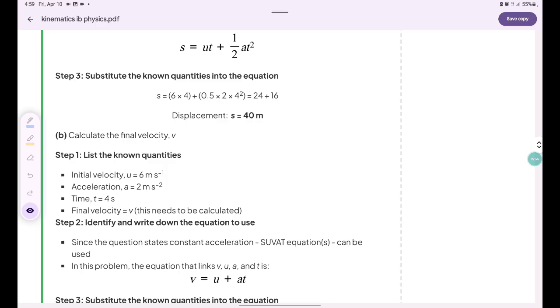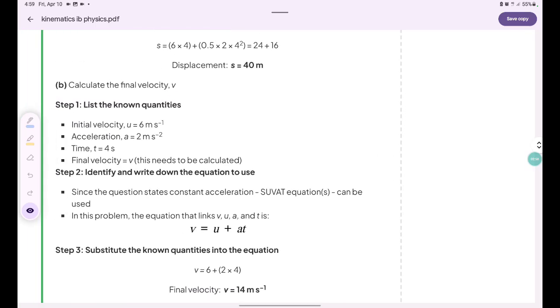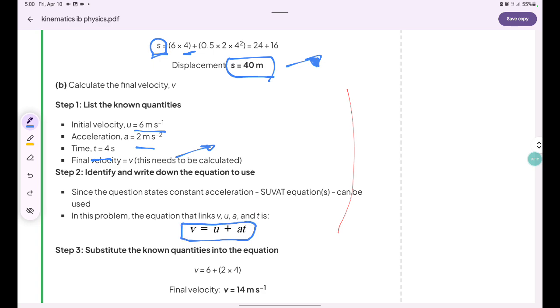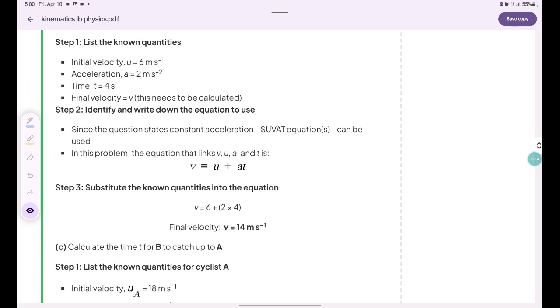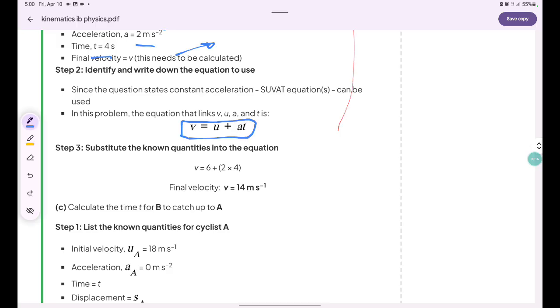Step number 2, we are going to write our formula. In this problem, the equation that links v, u, a and t is equation 1. V equals u plus at, equation number 1. So we substitute in this formula. V is going to equal 6 plus 2 times 4. Final velocity is 14 meters per second.